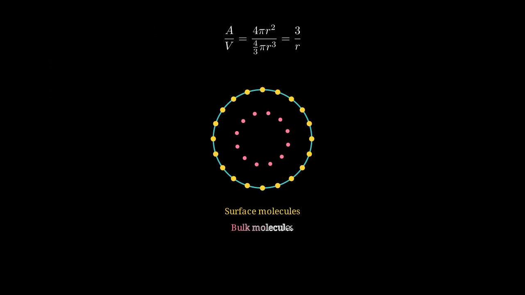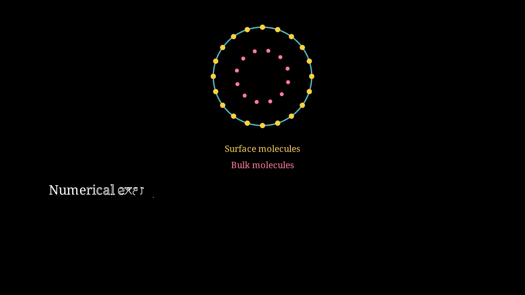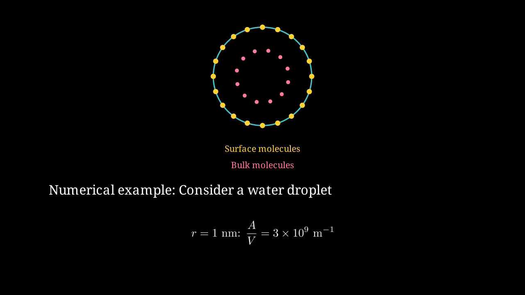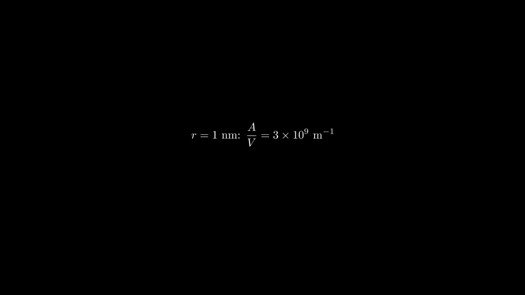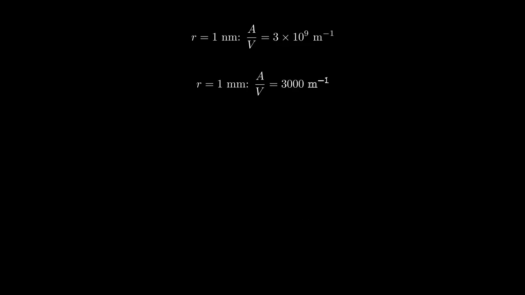In a small droplet, a large fraction of molecules are at the surface. These surface molecules have different energies than bulk molecules because they have fewer neighbors. Let's consider a concrete numerical example with a water droplet to see how dramatic this effect is. For a 1 nanometer radius droplet, the surface-to-volume ratio is 3 billion per meter. Compare this to a 1 millimeter droplet with only 3,000 per meter. That's a million times smaller ratio.